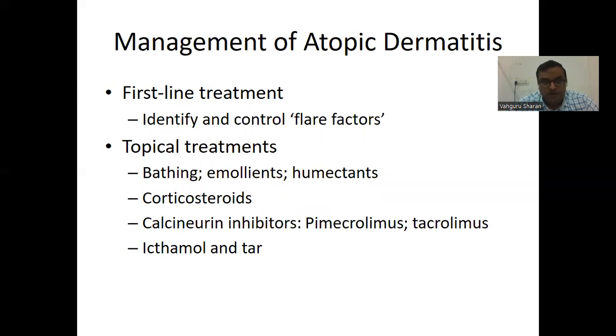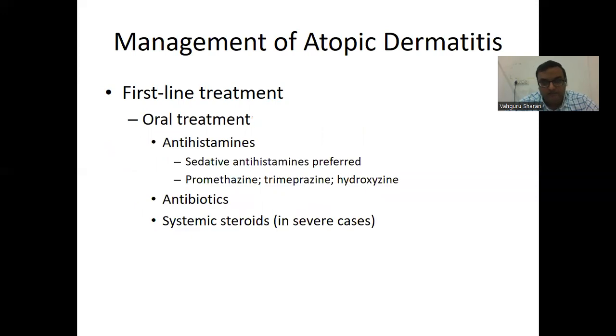Topical treatments are bathing emollients, humectants, topical corticosteroids, topical calcineurin inhibitors like pimecrolimus or tacrolimus, and tar. Oral therapy: sedating antihistaminics like promethazine, trimipramine and hydroxyzine. Antibiotics. And in severe cases, systemic steroids.